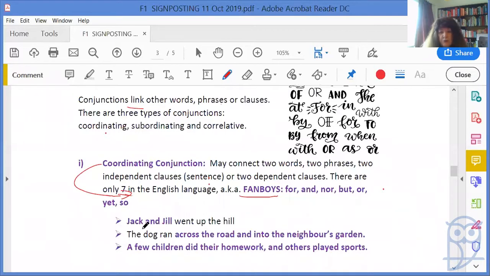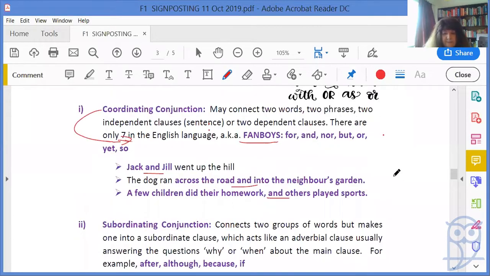Here's one joining two words, Jack and Jill. Okay, two phrases. The dog ran across the road and into the neighbor's garden. Joining the two sentences. A few children did their homework and others played sports. Okay, so there you've got your coordinating conjunction.